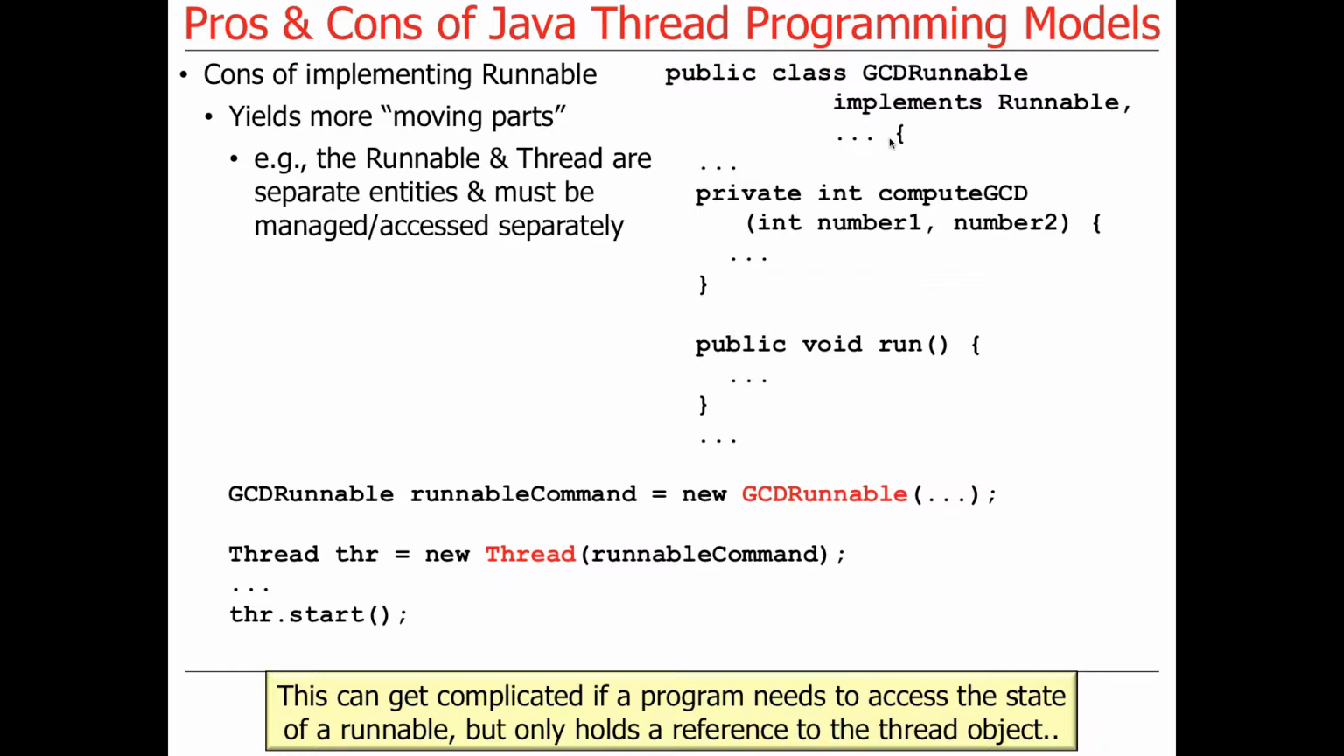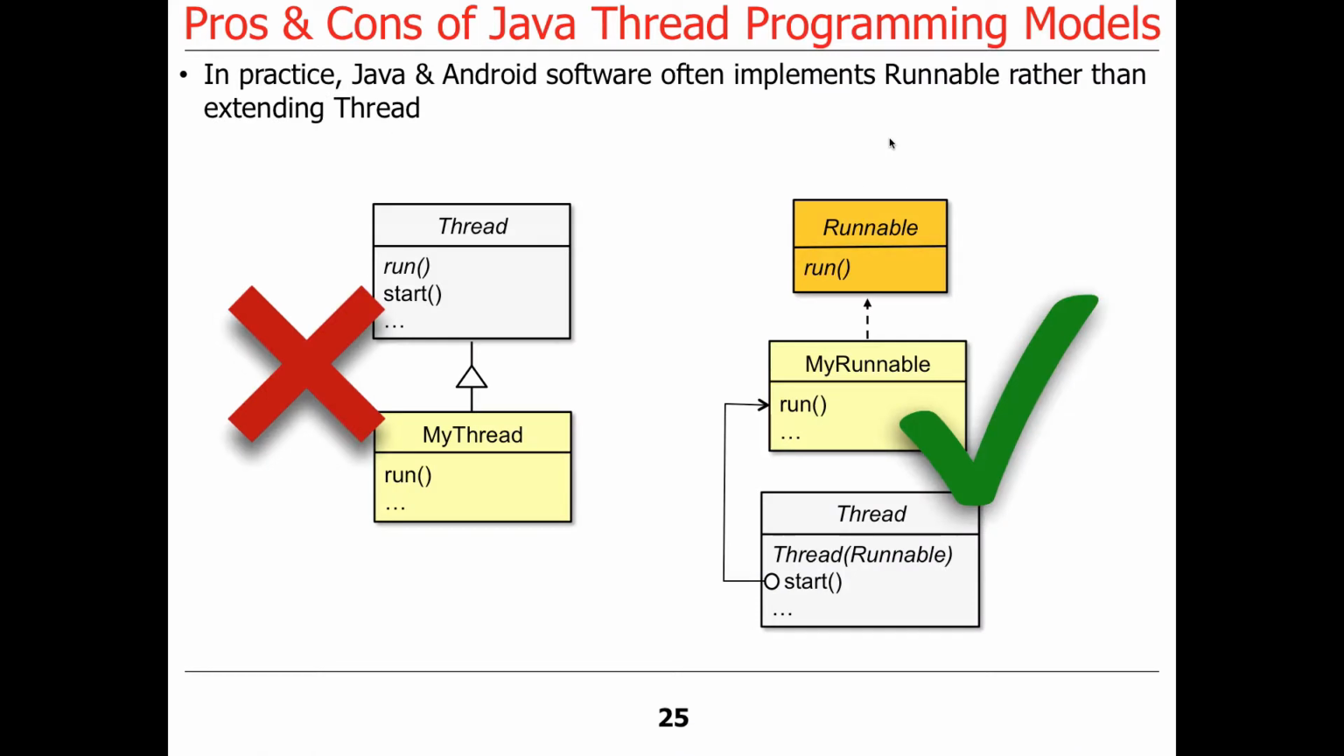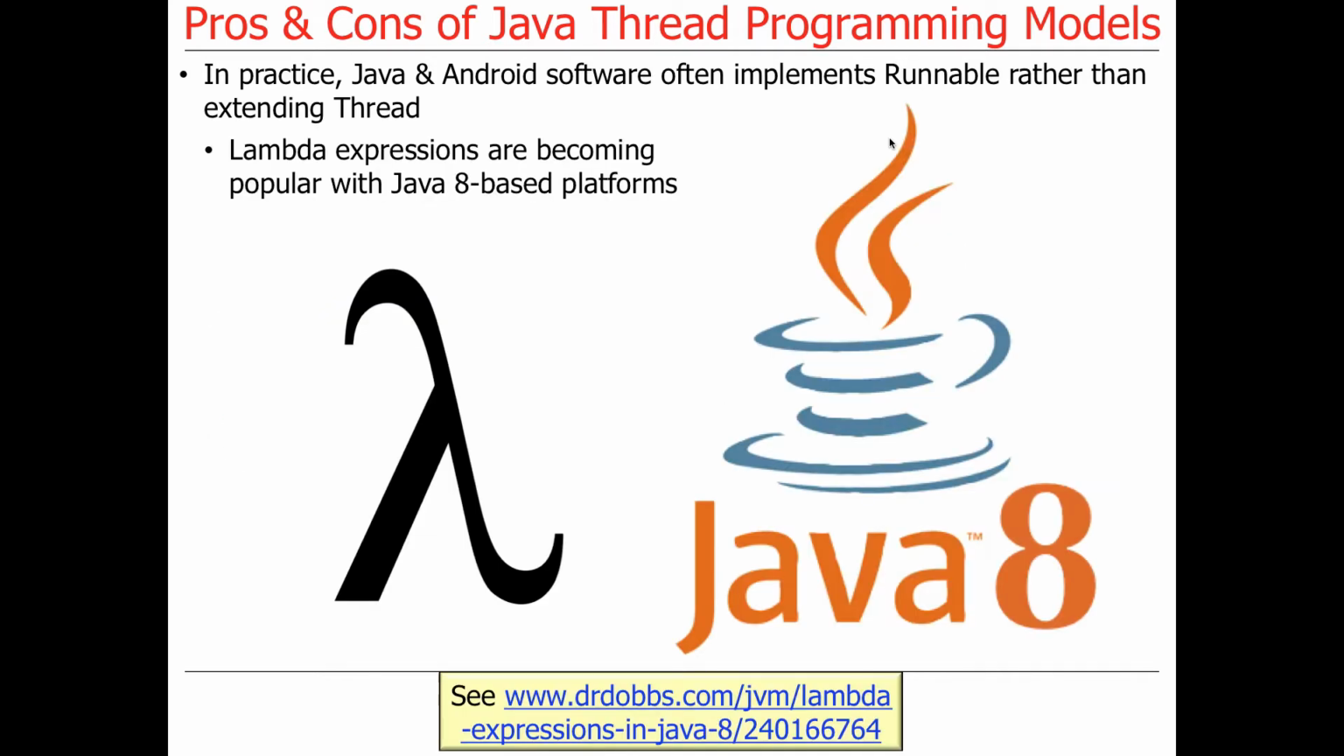So you have to decide what it is you're trying to do and which is the right approach. In practice, most Java and Android software typically implements Runnable rather than extending thread. There are many exceptions to what I just said, but that's a common practice. And we'll see examples of both throughout the class. And of course, Lambda expressions are now becoming very popular on Java 8 platforms. And Lambda expressions are basically anonymous Runnables. So they fit under the Runnable thread model.